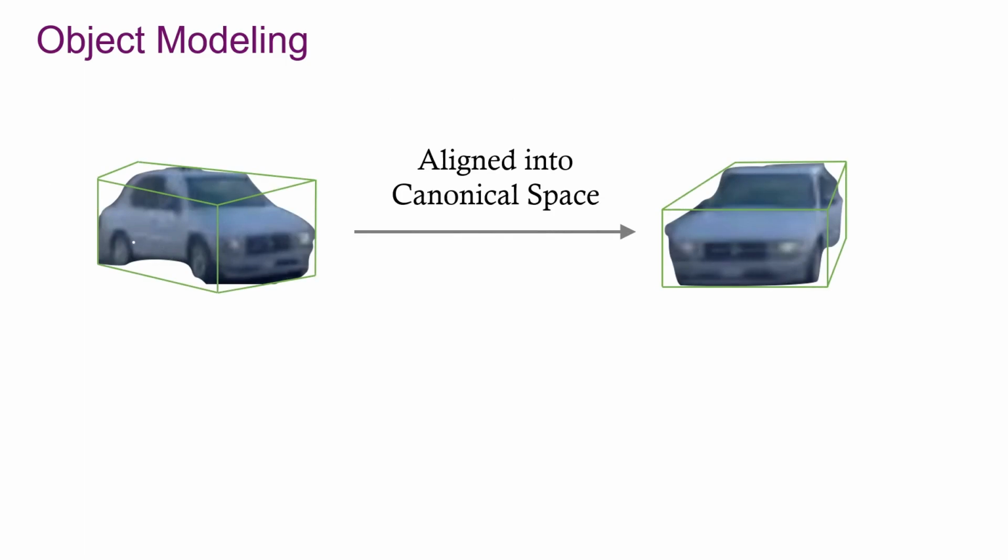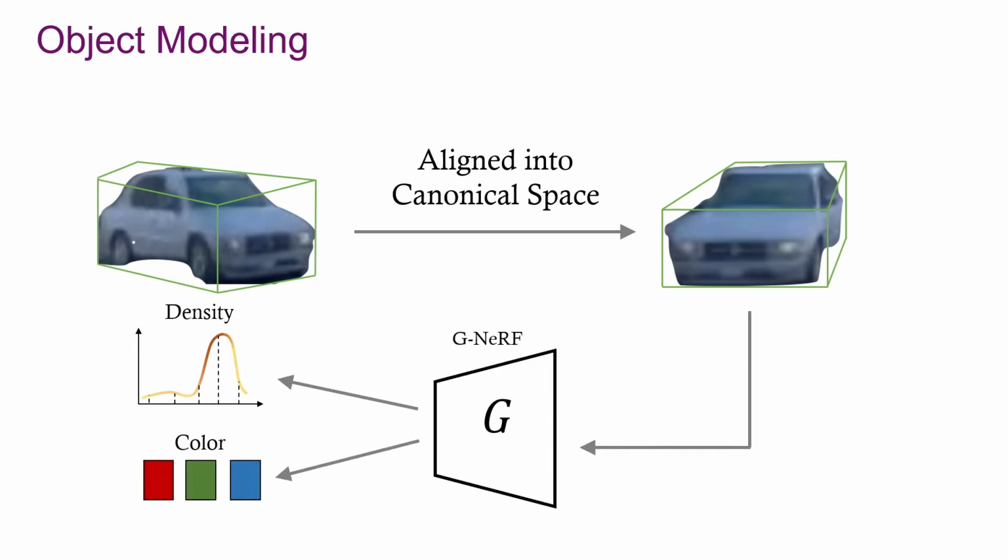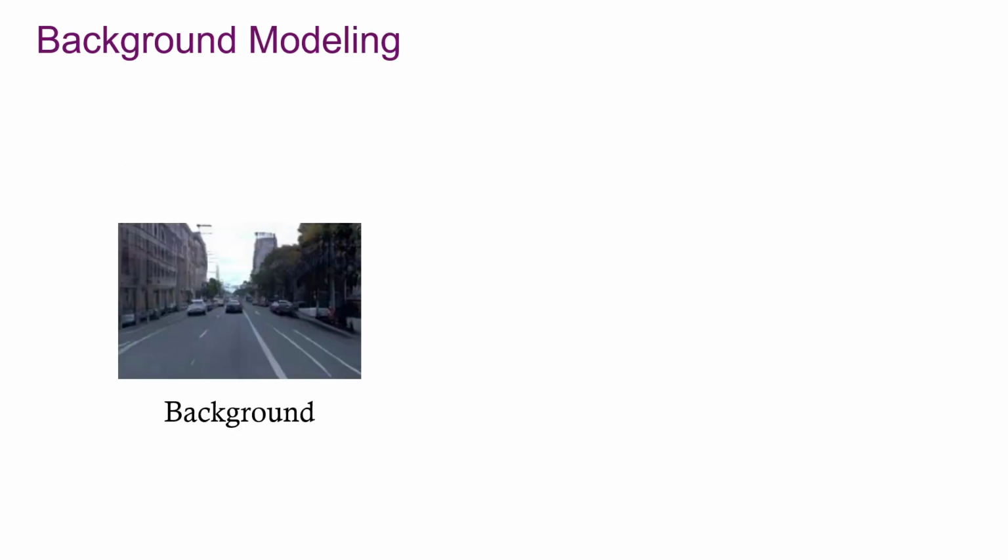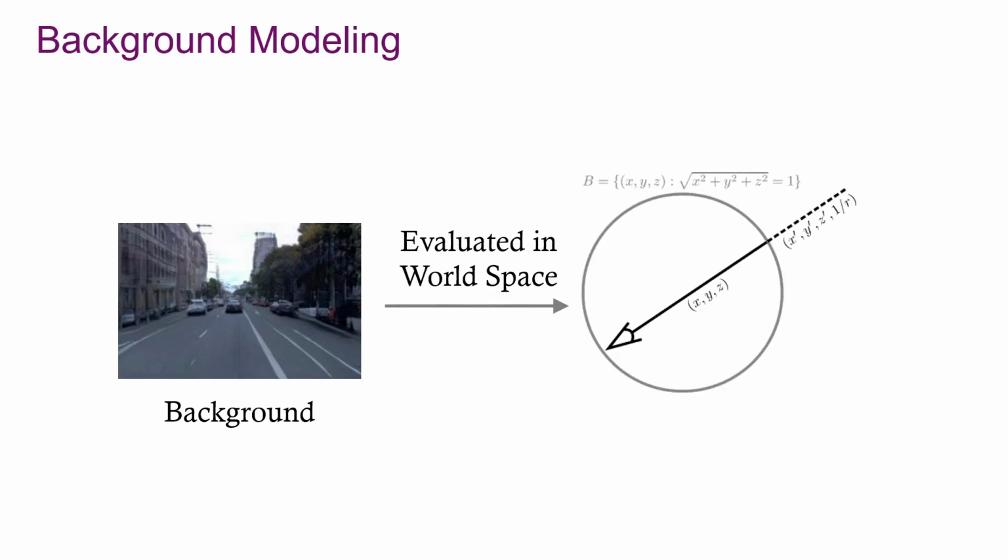With the introduction of the layout prior, the modeling of objects and backgrounds becomes crucial. To model objects, we use neural radiance fields. First, we align the objects into canonical space and then use generative neural radiance fields to infer their density and color. The latent code is injected to create stochasticity, enabling weight sharing for different objects and reducing computation costs. The background is also modeled with neural radiance fields, but unlike objects, it is evaluated in world space.